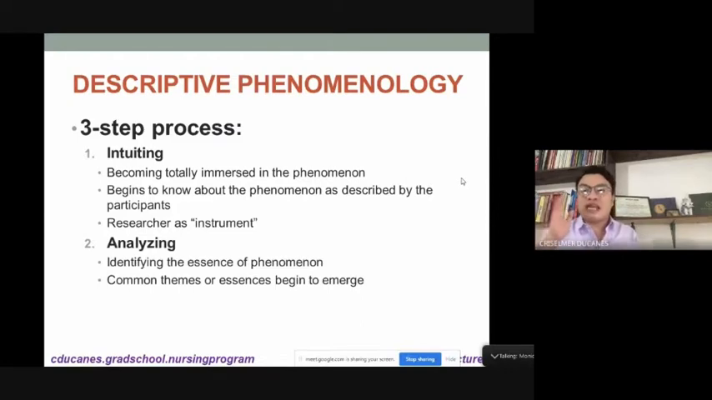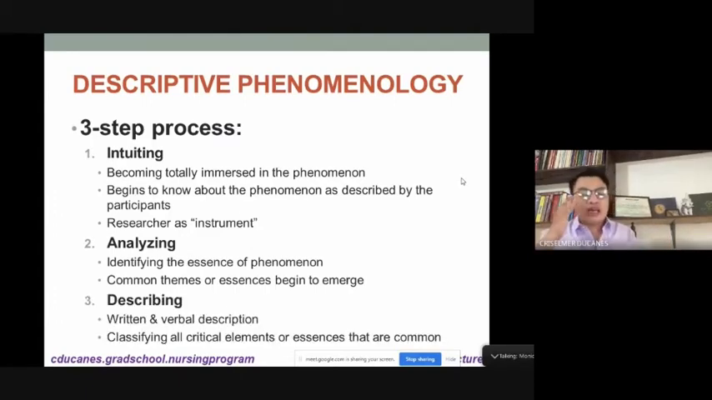Next, we have your analyzing. Once you have immersed in the phenomenon, once you have immersed in the transcripts, for example, once you have read the stories or transcripts of their interviews, you are now to analyze those transcripts. You identify the essence of the phenomenon by looking into the common themes among them. Or the essence begins to emerge. That's where we have our clustering, categories, sub themes, and themes.